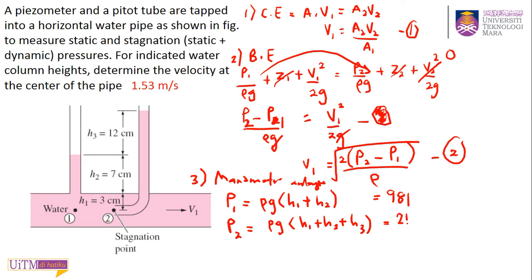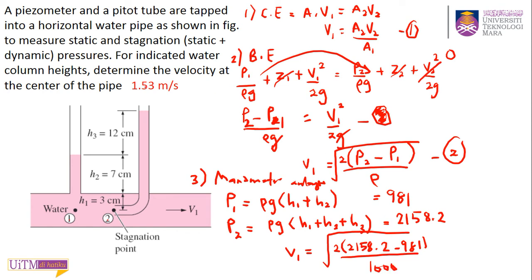2158.2. 0.2. So this is your P2. Just put back in your equation, in your second equation to get your V1. So you will get your answer for V1. So 2 times 2158.2 minus 981, divide by rho of water 1000.